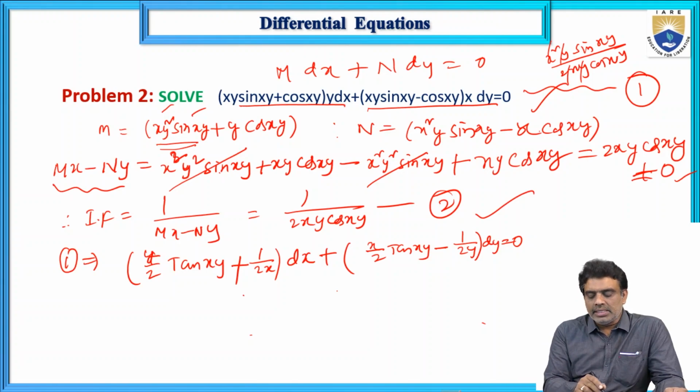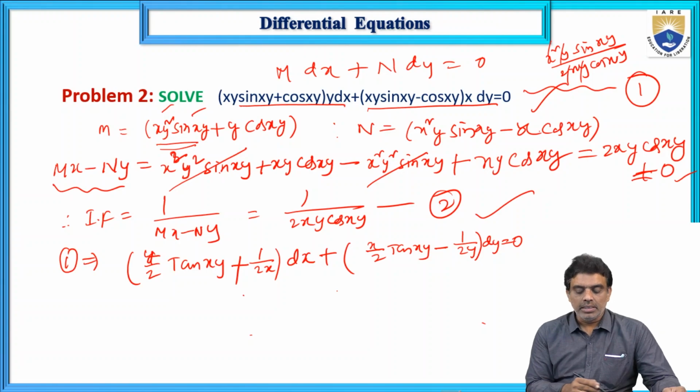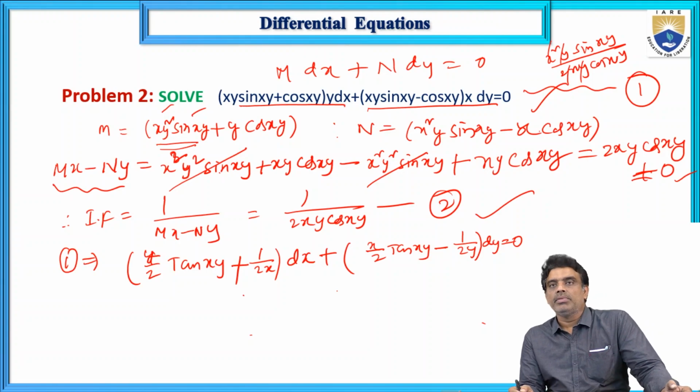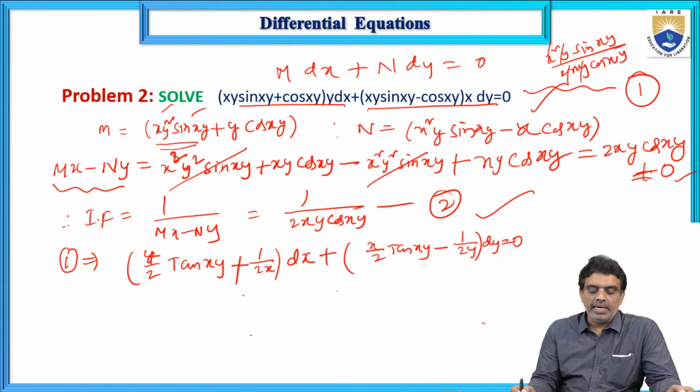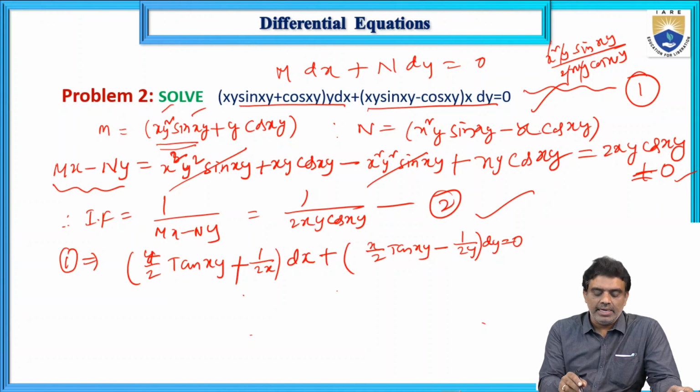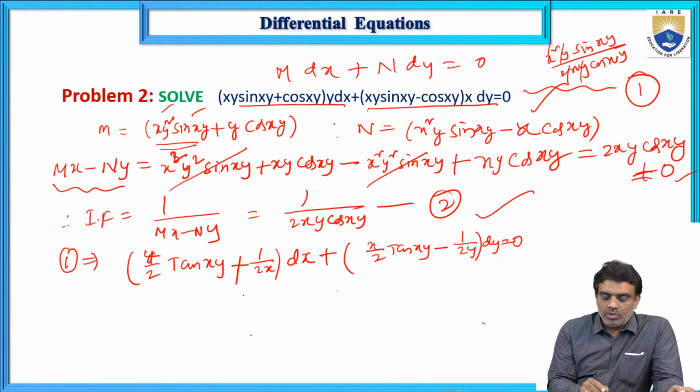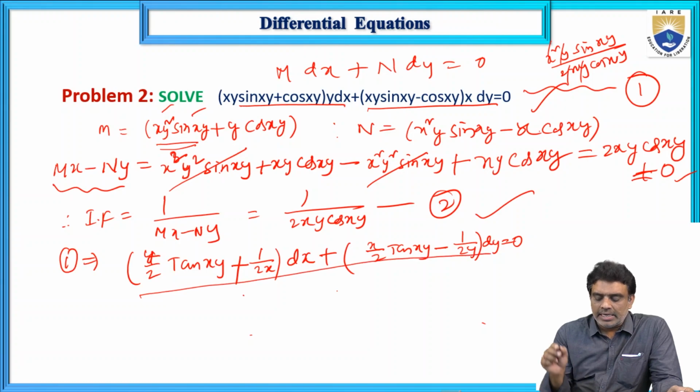Am I right? This equation is an exact equation because this equation is obtained from the original given equation by multiplying it with the integrating factor. Now, this is the exact equation.